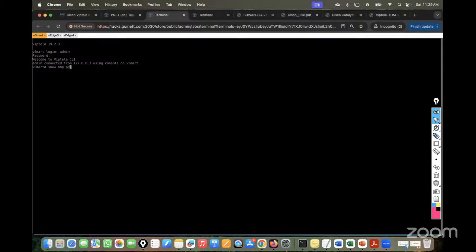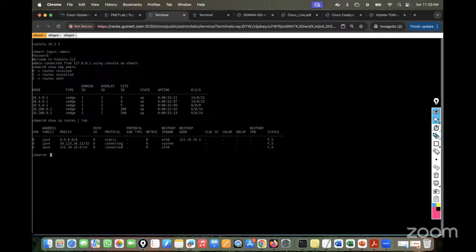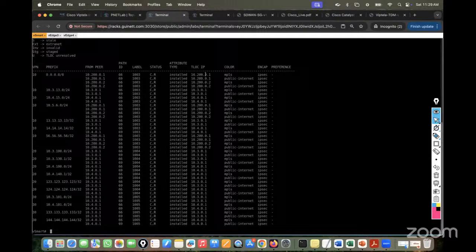show OMP peer. You're going to find you are making the peering with the different routers, like 3 router, 4 router, 5 router, 1 router, 2 router. And if you just want to see show IP route in tabular format, you're going to find this route is connected, that is the underlay routing connectivity. But if you run this command, show OMP route in tabular format, you are going to get more routes in the table. See, that much routing is coming.